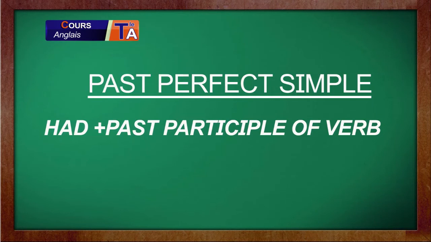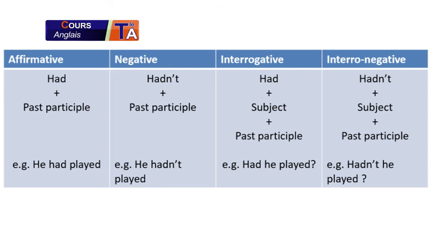Past perfect is had plus past participle of the verb. Here is the table. Affirmative form, had plus past participle. Example, he had played. Negative form, hadn't plus past participle. For example, he hadn't played.